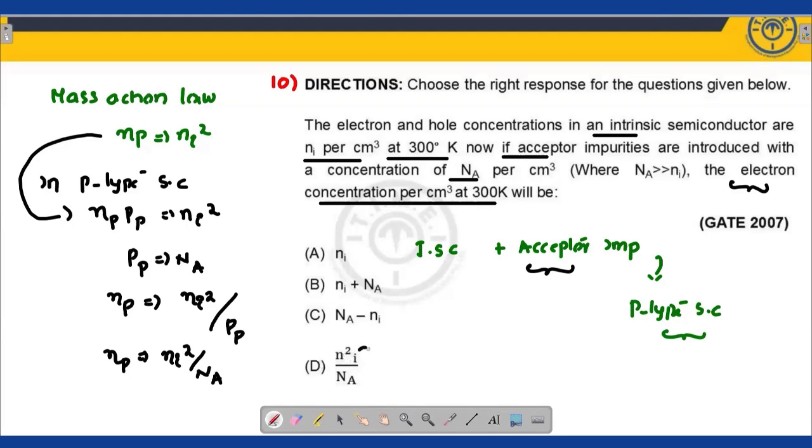My dear friends, don't get confused here. This is somewhat of a typing mistake. This is Ni square divided by Na. So the option itself is D. That is equal to D over here. Which is yet another important point, just I would like to bring it to your notice over here.